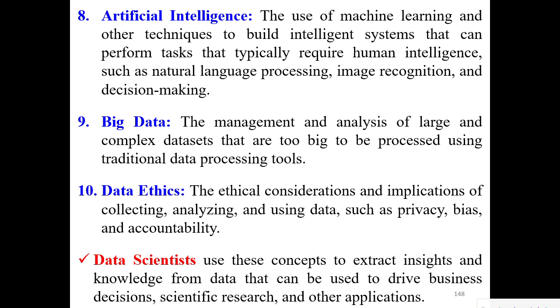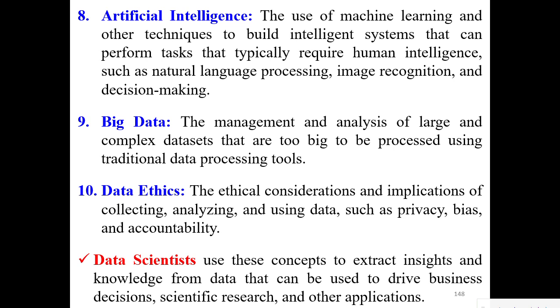Then artificial intelligence is using machine learning and other techniques to build intelligent systems that can perform tasks that typically require human intelligence, such as natural language processing, image recognition, image processing, image segmentation, and decision making. That is about artificial intelligence. Big data is the management and analysis of large, huge volumes of complex data sets that are too big to be processed using traditional data processing tools. That's why we are moving to big data technologies like Hadoop and Spark.